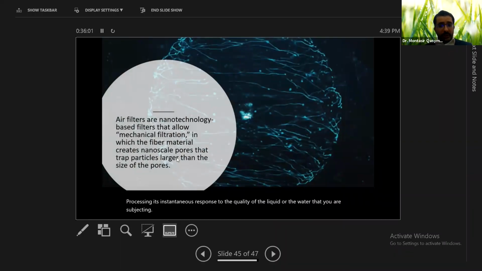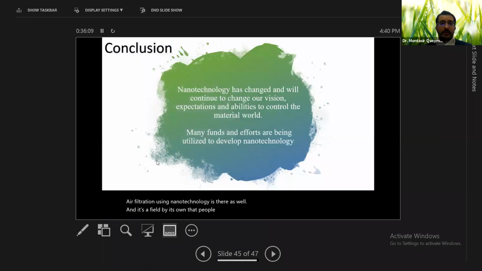Air filtration using nanotechnology is there as well. It's a field by its own that people can use to monitor the air quality.